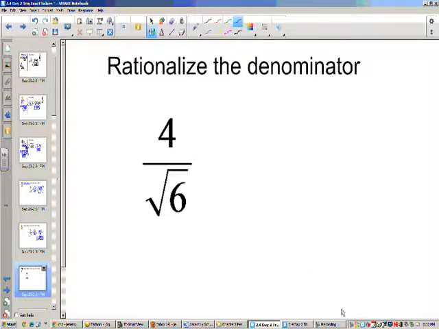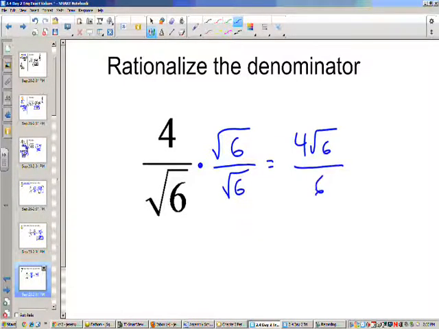All right. Now, hopefully you can do this on your own, so pause the video. Hopefully you are done. We multiplied by root 6 over root 6, and I have 4 root 6 over 6, which will simplify to being 2 root 6 over 3.